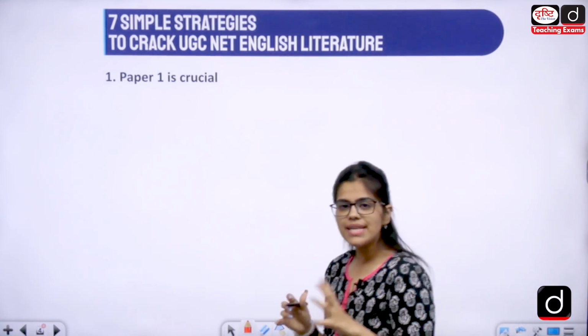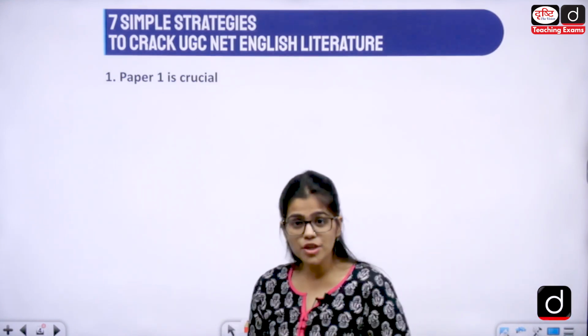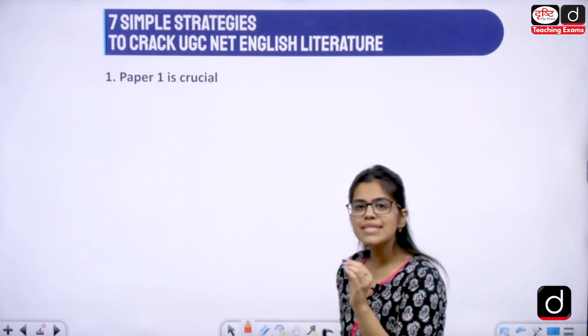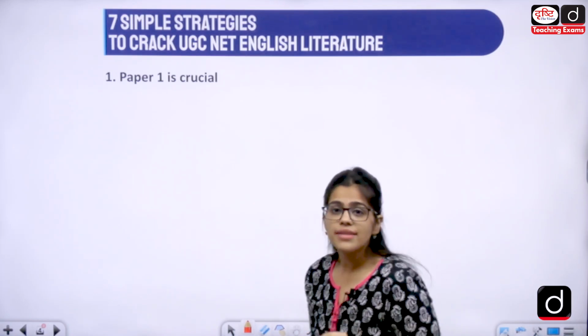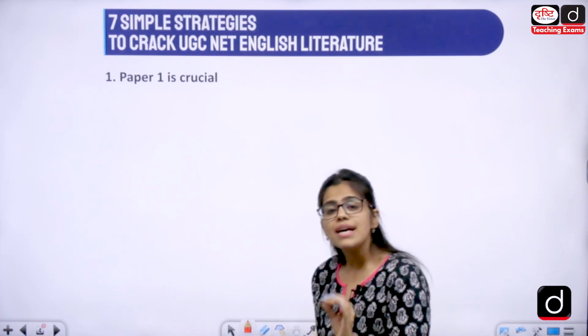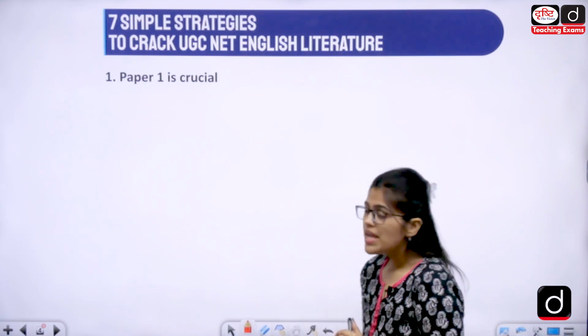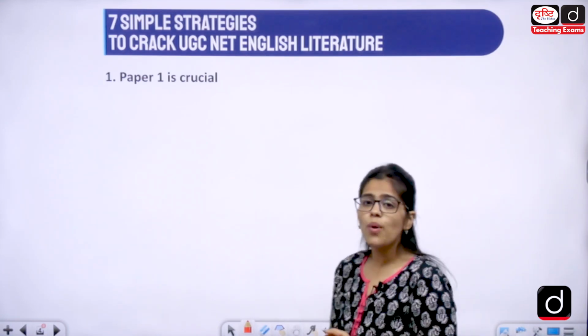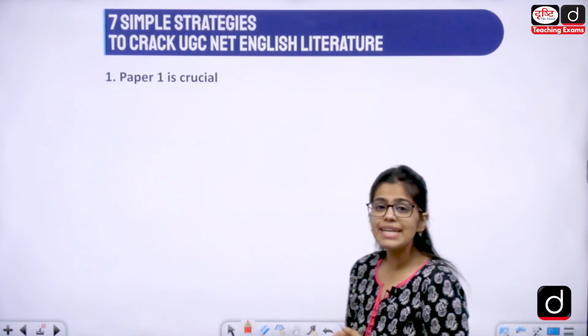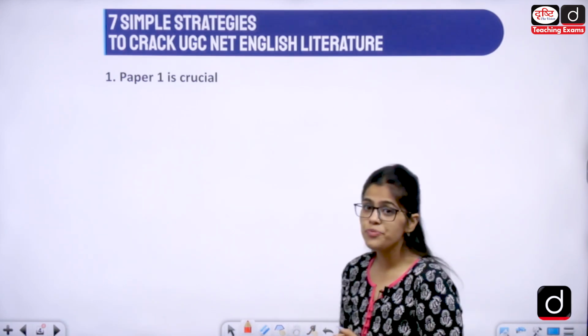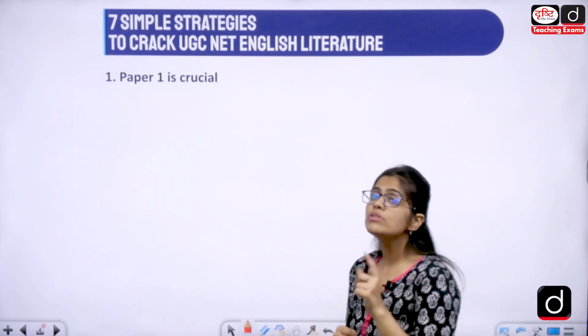Now, one mistake that I see a lot of aspirants do is that they neglect paper 1. And this is a blunder that they do. Paper 1 is as crucial as your paper 2. It was seen that paper 1 was a qualifying paper before 2018, but now this is not the scenario. Paper 1 and paper 2 both are important.